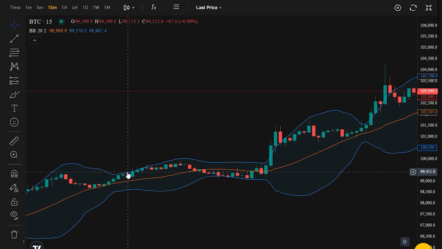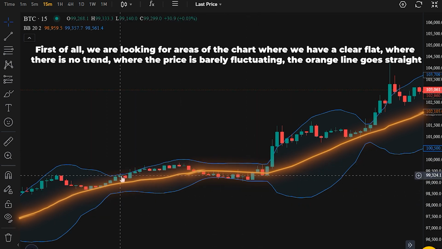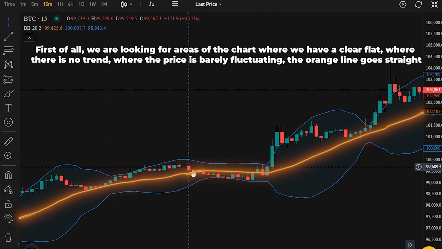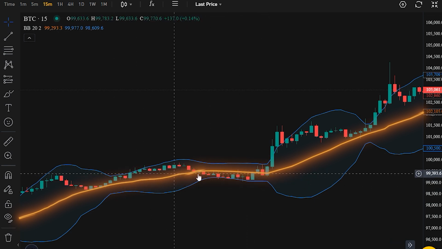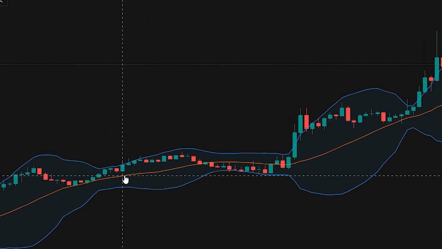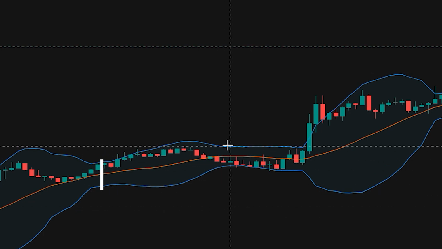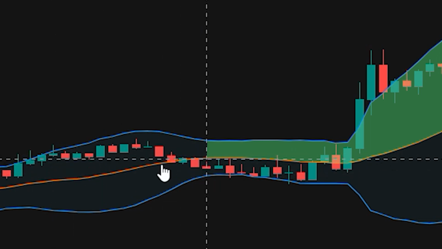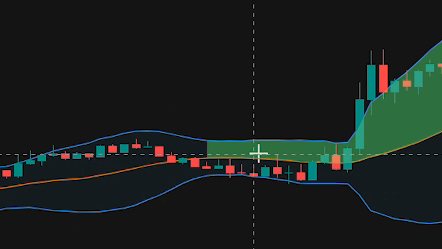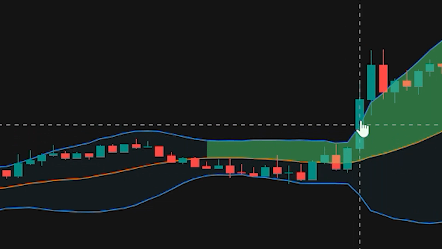So, first of all, we are looking for areas of the chart where we have a clear flat, where there is no trend, where the price is barely fluctuating, and the orange line goes straight. Of course, it will have a small deviation, as in this case, but it goes straight, plus or minus. So we're looking for moments where we have a very narrow channel. That is, we have low volatility in the market when we are flat and when the orange moving average is flat. And we need to wait for the moment when this channel starts to expand. You see here it started to expand both up and down. We see that the channel has started to expand.